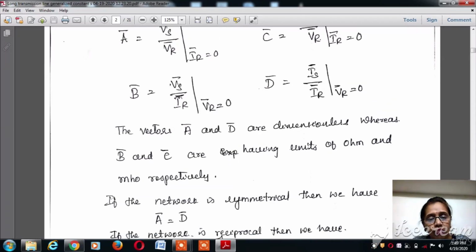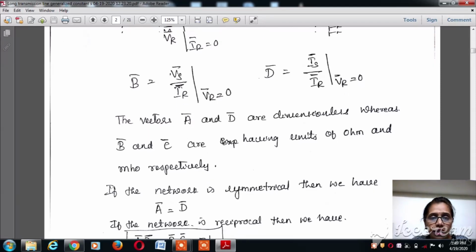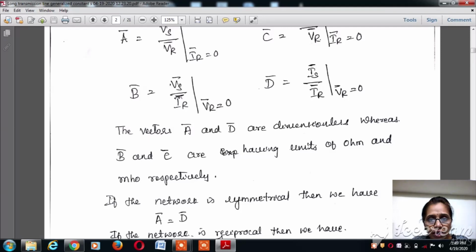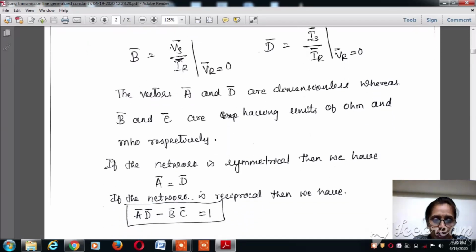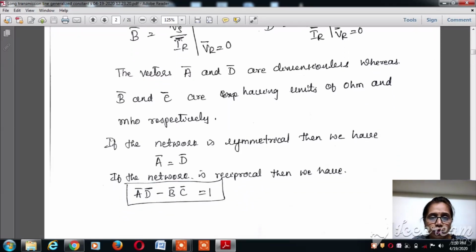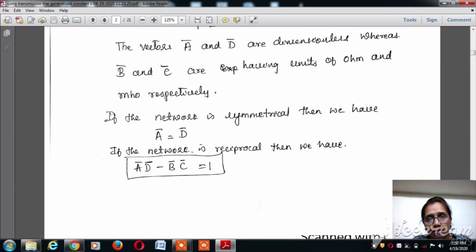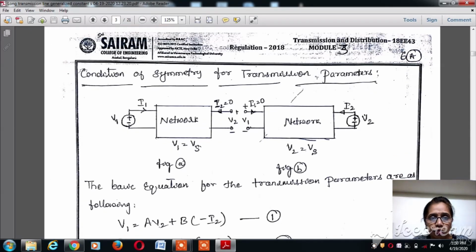Now, if the network is symmetrical, then parameter A is equal to parameter D. If the network is reciprocal, then A into D minus B into C is equal to 1. So popularly, if the network is reciprocal, we write A vector into D vector minus B vector into C vector is equal to 1. If the network is symmetrical, then A vector is equal to D vector. Let's analyze this four terminal network in depth with respect to the symmetrical conditions as well as the reciprocal conditions.